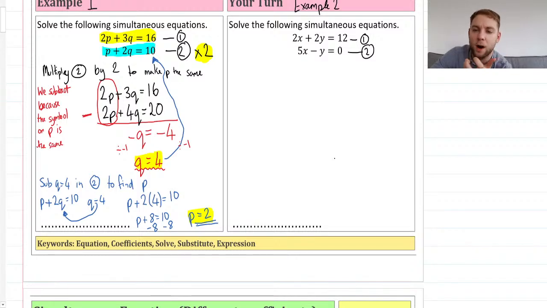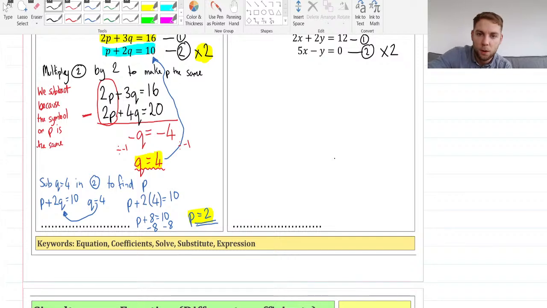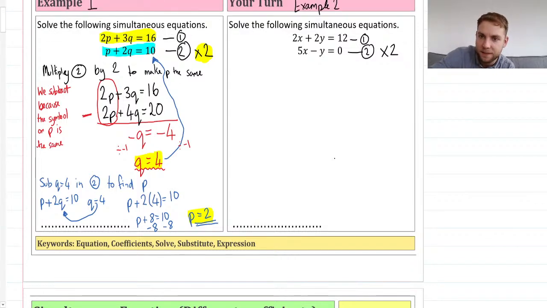The first question you've got to ask yourself is, which one am I going to multiply to make either x or y the same? So looking at this, well, 2 doesn't go into 5 and 5 doesn't go into 2, so I can't multiply those. But I can multiply the bottom one, because if I multiply the bottom one by 2, then I'm going to get the y's the same, aren't I? Okay? So I'm going to keep this top one the same. This isn't changing.